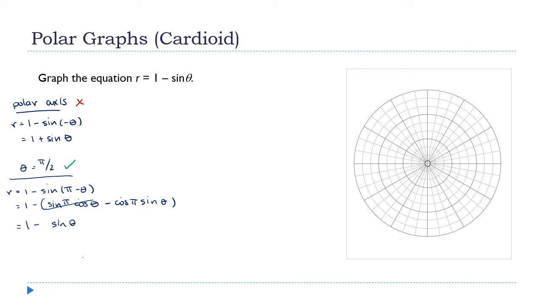Okay, now I'm not going to make you sit through watching me do the other one. It is not symmetric with respect to the pole. If you tested that one, again, by replacing theta with pi plus theta, you should have ended up with something other than the original formula.